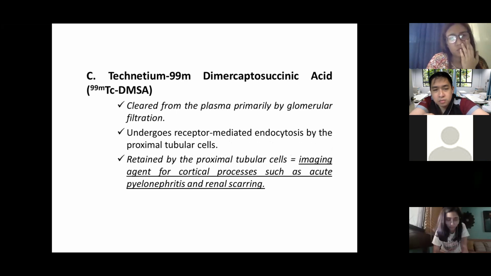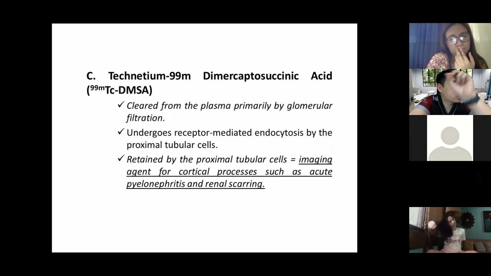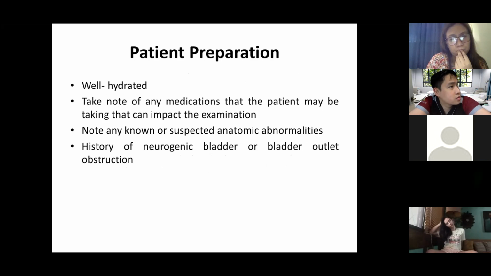Last is technetium-99m dimercaptosuccinic acid. This is cleared from the plasma primarily by glomerular filtration and undergoes receptor-mediated endocytosis by the proximal tubular cells. This is retained by the proximal tubular cells. This is the imaging agent for cortical processes such as acute pyelonephritis and renal scarring.